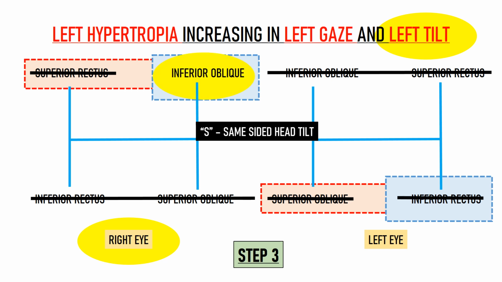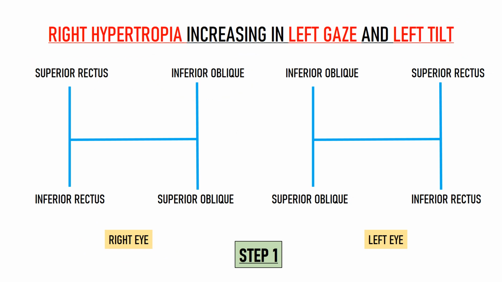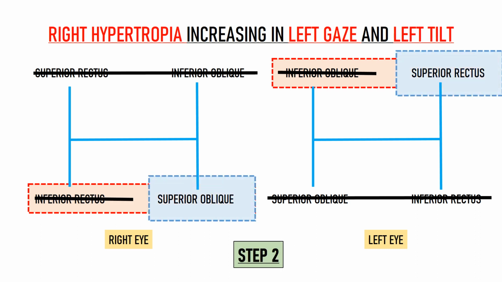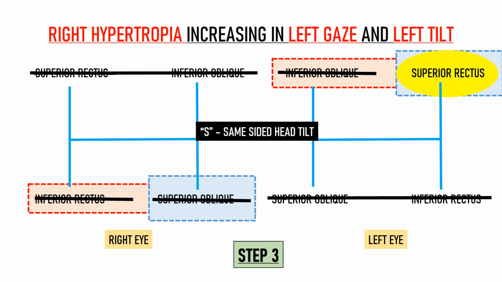Last example, right hypertropia increasing on left gaze and left tilt. So step 1, right hypertropia, so we mark right eye depressors and left eye elevators. Step 2, increasing on left gaze, so we mark the muscles in the left gaze, right superior oblique and left superior rectus. Step 3, hypertropia increases on left tilt. We are left with two superiors. S means same side as the head tilt. So left superior rectus. Simple.